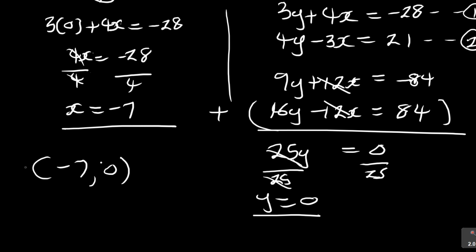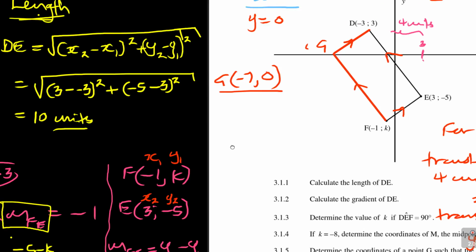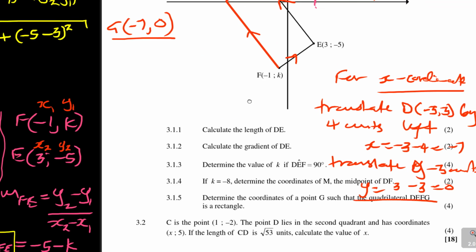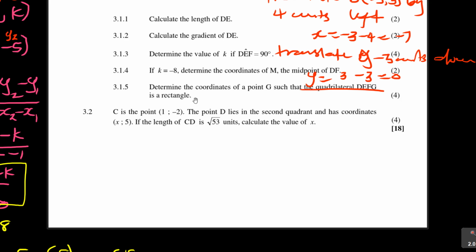And that point was point G. So that is what they had here. See, G is negative 7, 0. It was too long, but I just wanted to show you other options that you could have used.